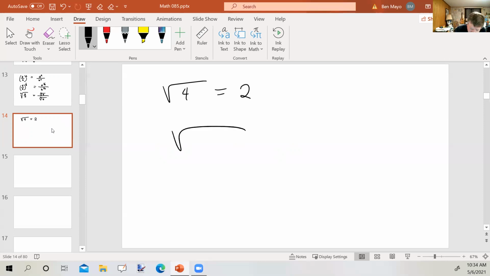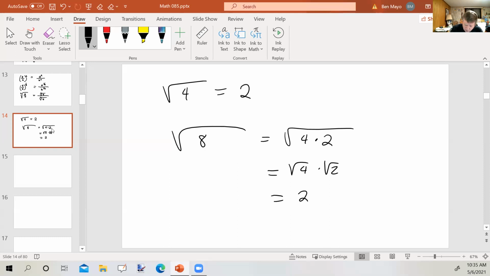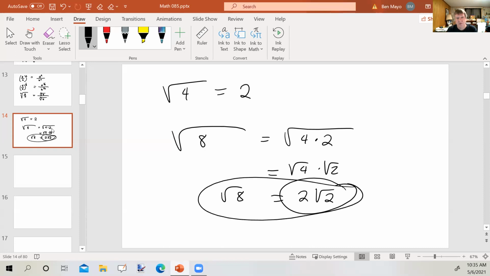But what if we have the square root of 8? Well, the square root of 8 in and of itself is irrational. It doesn't come out nicely. But we could take that and rewrite it as the square root of 4 times 2. 4 times 2 is 8. Then using these rules, we could rewrite that as the square root of 4 times the square root of 2. Then we could come back and say, well, the square root of 4 is 2. The square root of 2 is still irrational, but we could go this far. So the square root of 8 is equal to 2 square roots of 2.